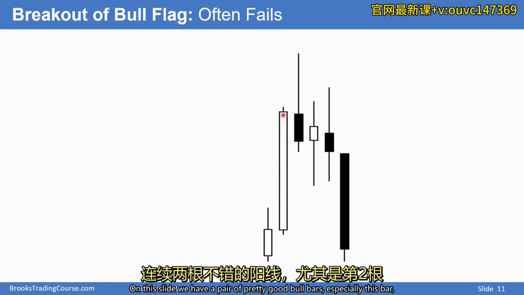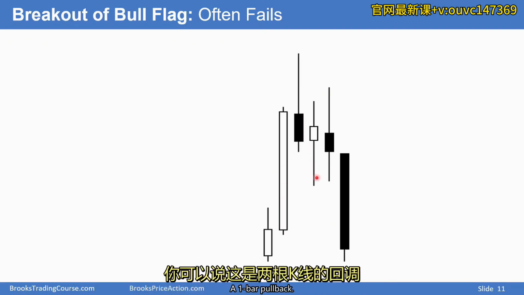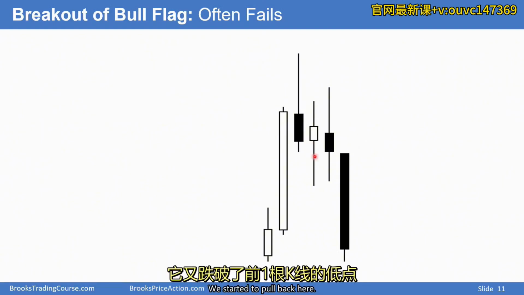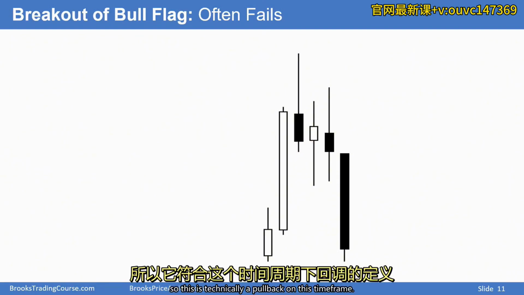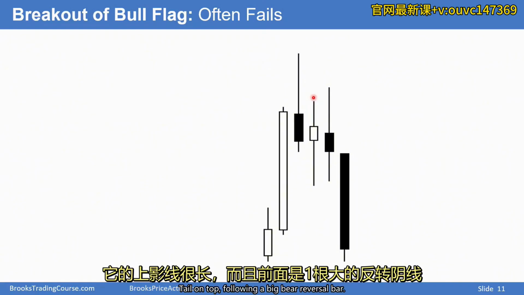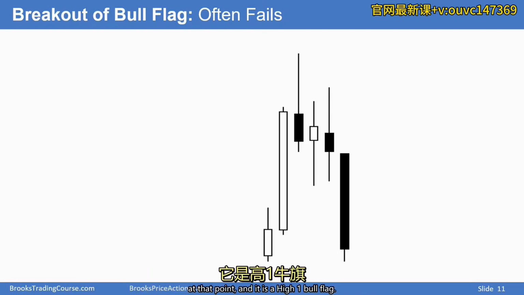On this slide, we have a pair of pretty good bull bars, especially this bar, followed by a bear bar. And then we have a bull flag, a 1-bar pullback. You can call it a 2-bar pullback. We started the pullback here. This bar pulled back below that bar, so this is technically a pullback on this time frame. And it's about a 50% pullback, and it's a bull bar. Tail on top following a big bear reversal bar. Not a high probability buy, but the market's still always in long at that point, and it is a high 1 bull flag, so it is a buy setup.